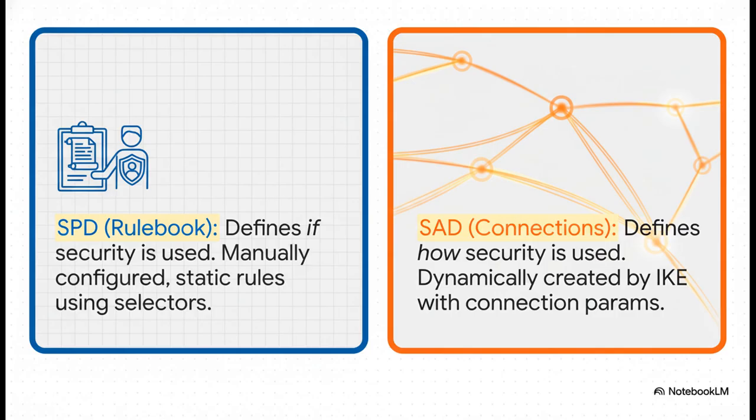You've got the SPD, the Security Policy Database. Think of this as the rulebook. An admin sets it up and says, hey, any traffic from this IP to that IP, it must be encrypted. It's static. It defines the if. On the flip side, you have the SAD, the Security Association Database. This is the active connections list. It's dynamic and it's built automatically. It says, okay, we have a tunnel running right now, and here's how it's encrypted. Here are the keys, here are the algorithms. So SPD is the plan, SAD is the reality.